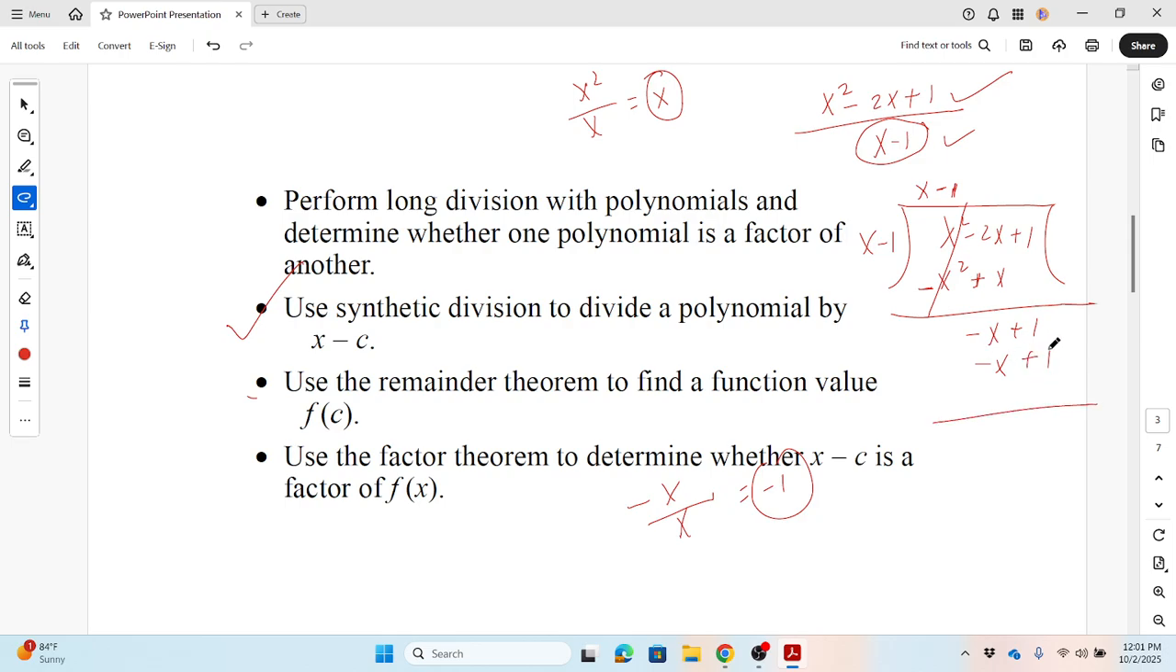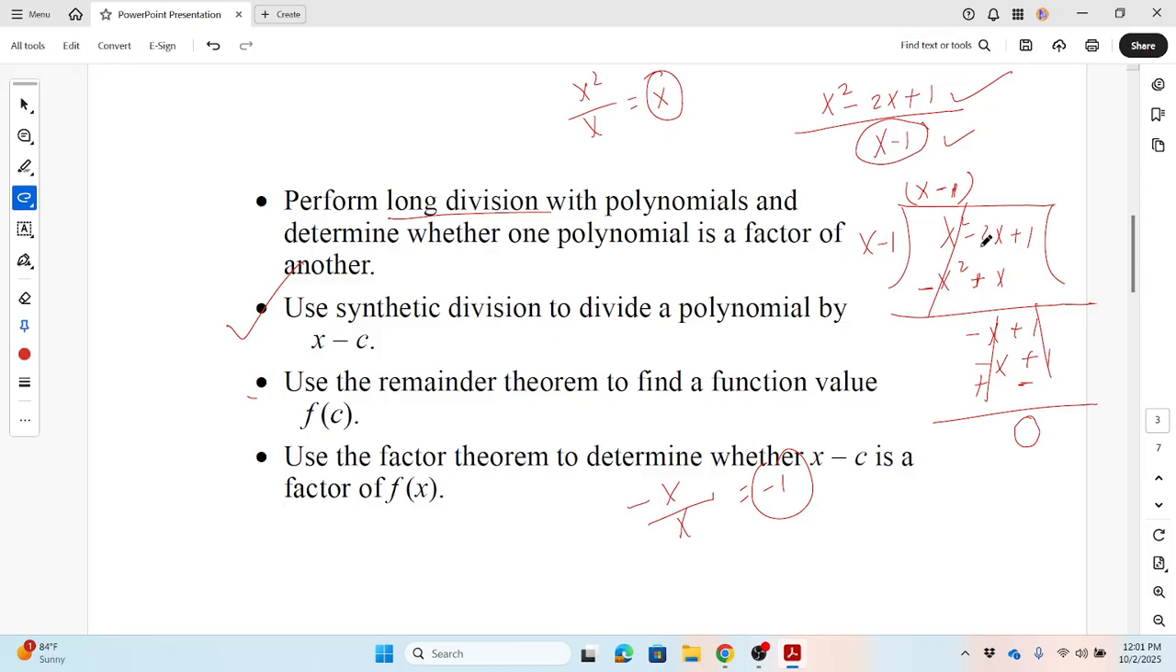Now after that, change the sign. So it becomes positive, it becomes negative. Here is the -1 and here is the positive 1. So cancel out, cancel out. And then the leftover would be 0. So 0 remainder, and this one is called the quotient. So this process is the long division process. It takes time, but this is the long division process.